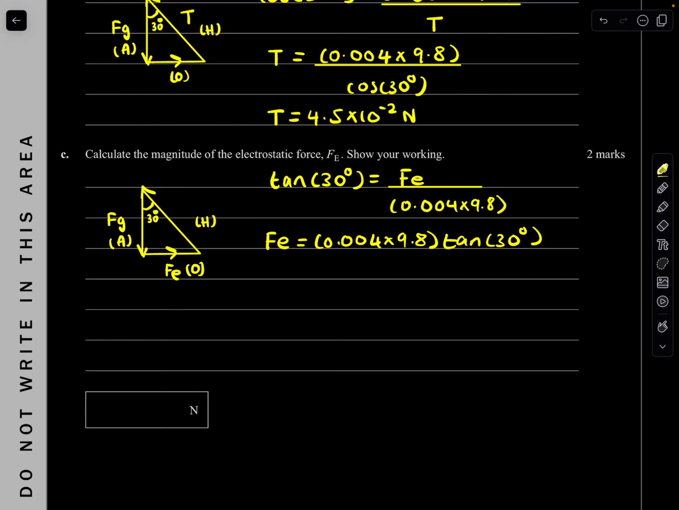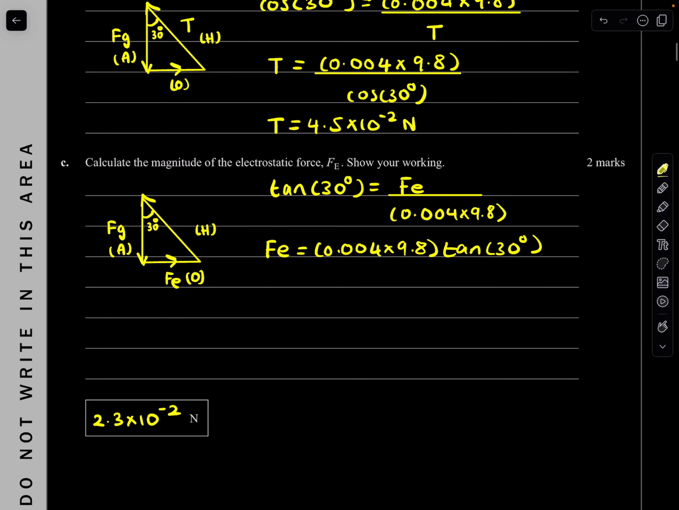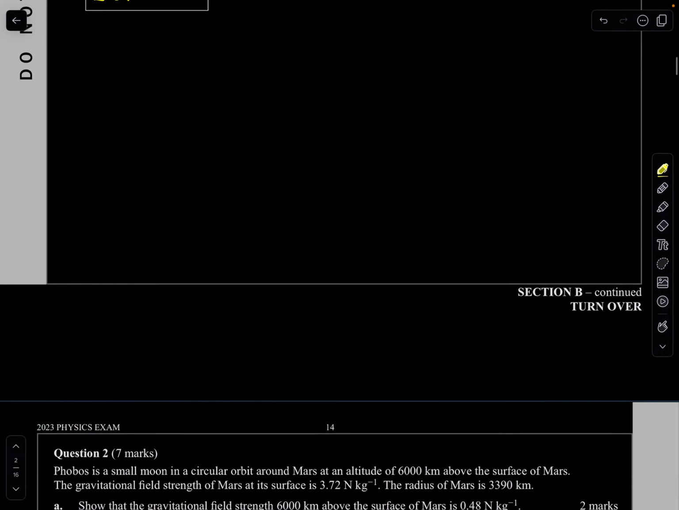Tan 30. That's going to give me how many? So two significant figures. Basically 2.3 times 10 to the power of, so 1, 2, -2, basically. That's it. Beautiful. Next question.